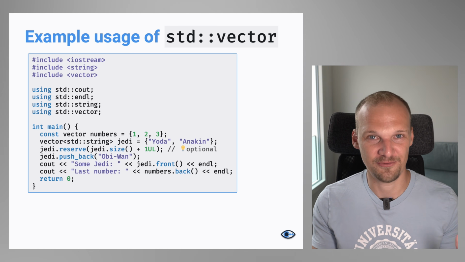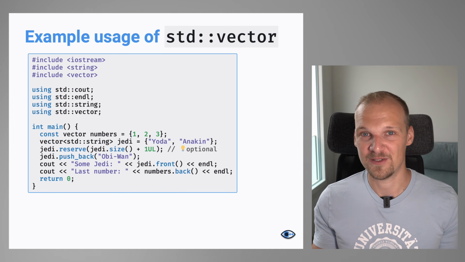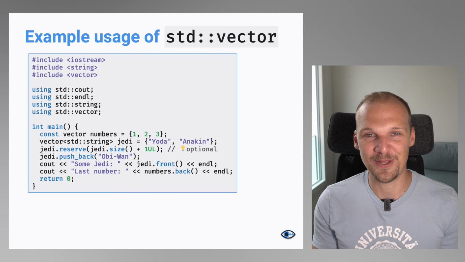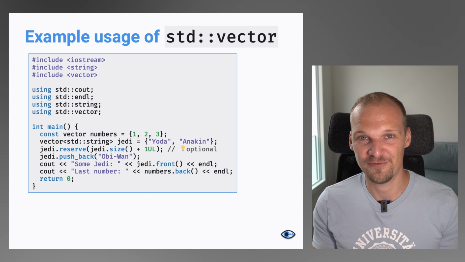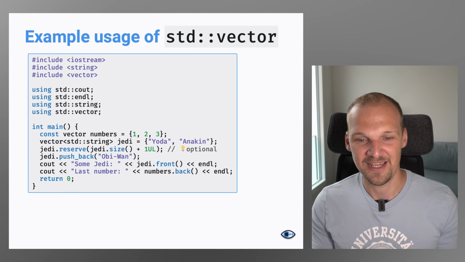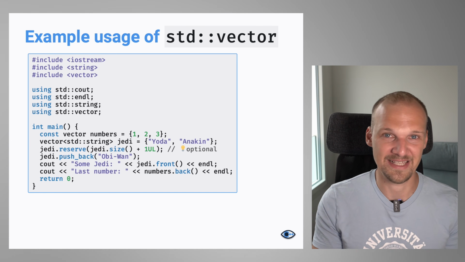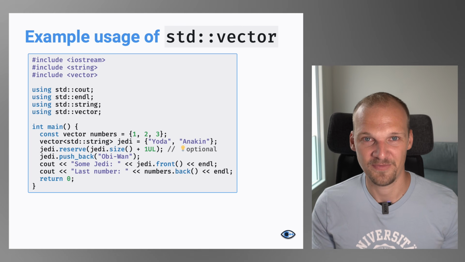Let's say we now want to reserve the size, starting from the size that we already have, plus 1, because we expect one more. It is a bit of a useless optimization here, but it's just to show how to call a reserve function. Then we push back Obi-Wan into it, and now we can just print some Jedi and maybe the last number from the initial numbers vector. That's basically how you use a vector, and I hope it all now makes sense.